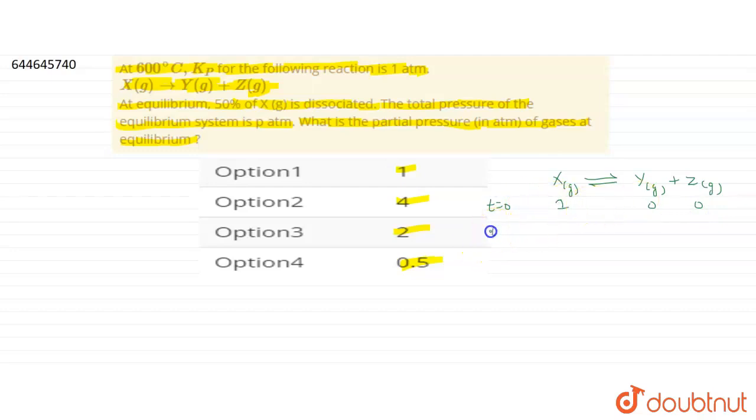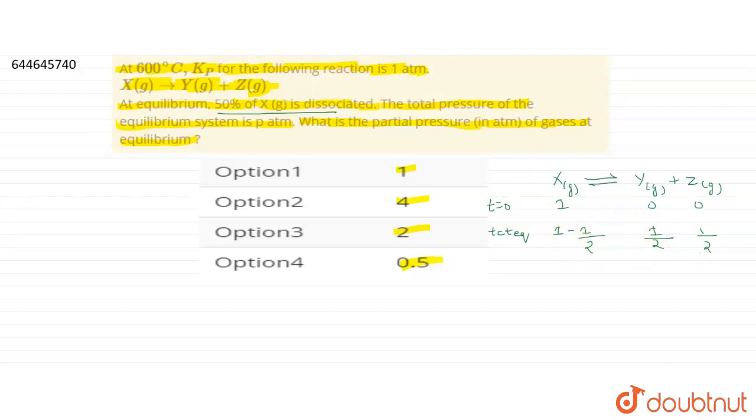After equilibrium has been reached, that is at t equals t equilibrium, we are given that at equilibrium 50% of X is dissociated. That means half of the X is dissociated. So the remaining X will be half, that is 1 minus 1 by 2, and Y and Z will be formed as 1 by 2 and 1 by 2. I hope you guys are understanding it.